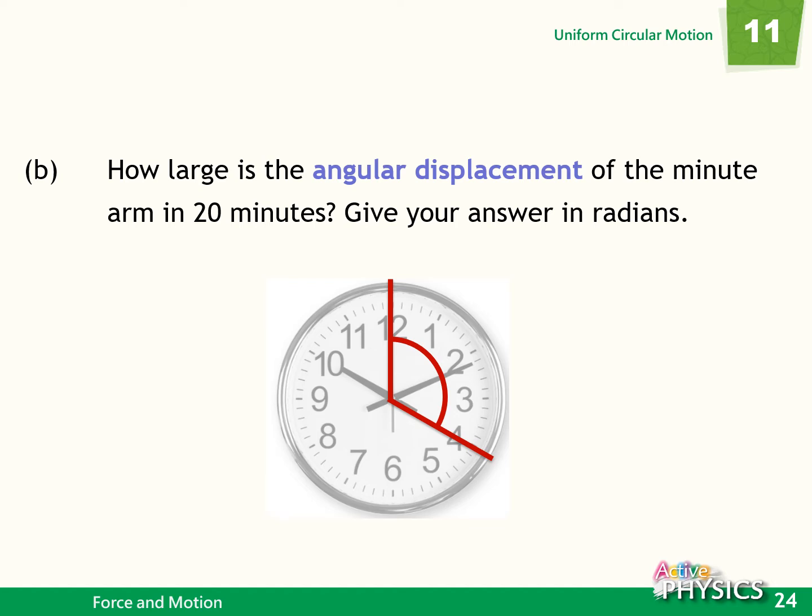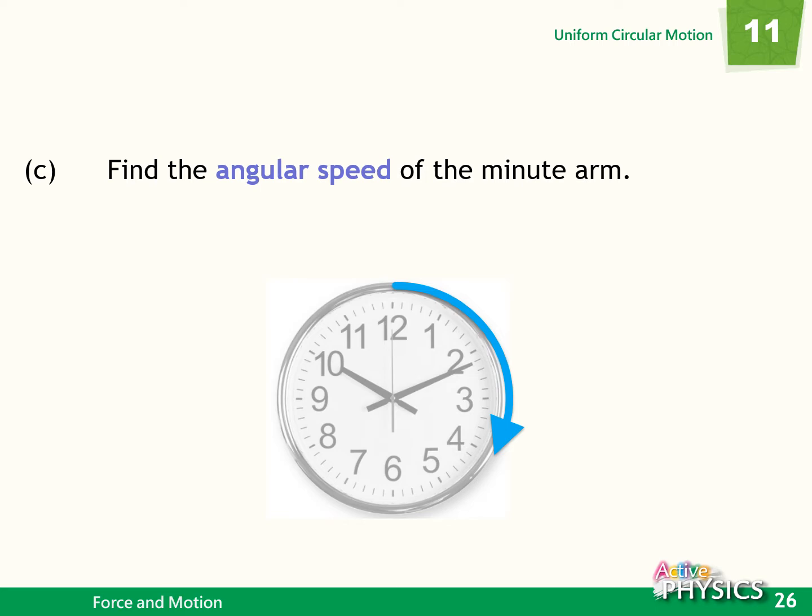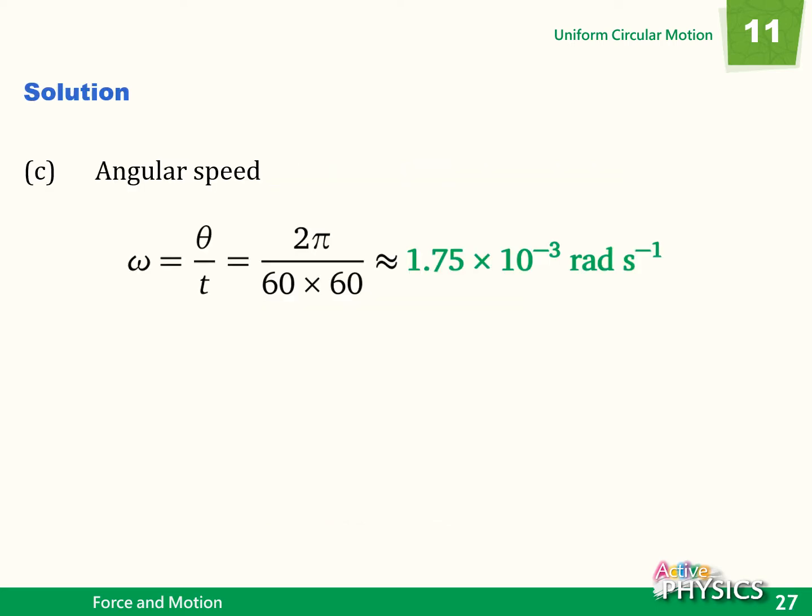How large is the angular displacement of the minute arm in 20 minutes? In 20 minutes it rotates 120 degrees, which is 2 pi over 3 radian. That's all. And then what's the angular speed? Angular speed equals theta over t. So theta over t, then you get the angular speed.